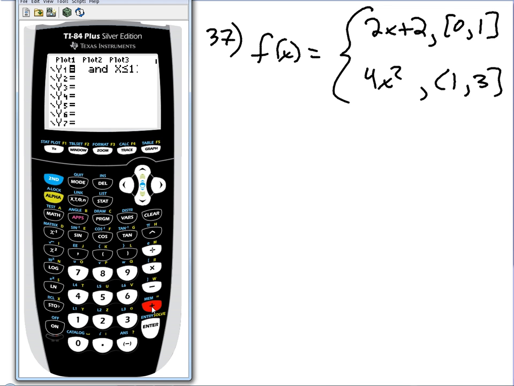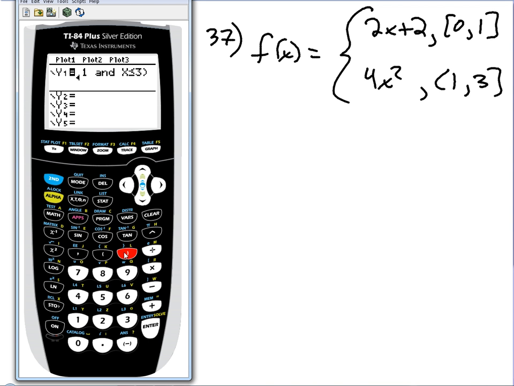And plus, now we'll put in the other piece. In parentheses, 4x squared. And then next to that in parentheses, we need x is greater than 1 and less than or equal to 3. So x, test menu, greater than is 3. X is greater than 1. And let's go over to logic. X is less than or equal to, so 6, 3.